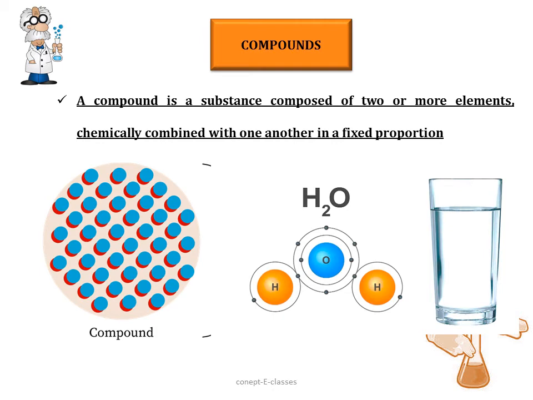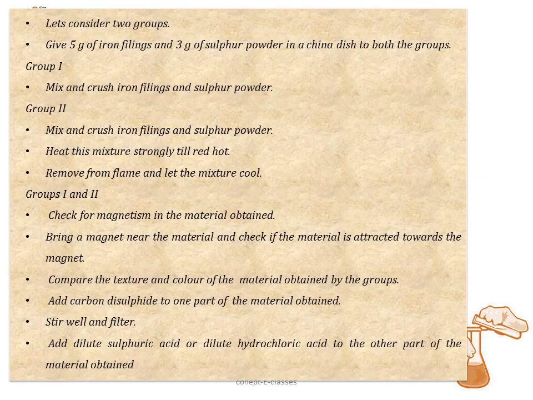In order to understand that, let's take an activity. Let's consider 2 groups. Give 5 grams of iron filings and 3 grams of sulfur powder in a china dish to both the groups.